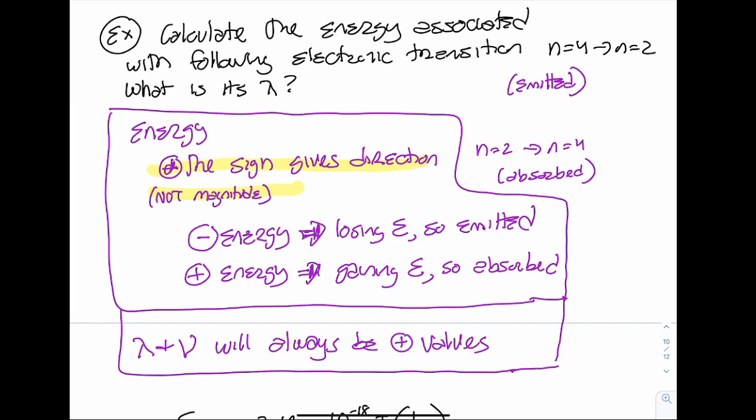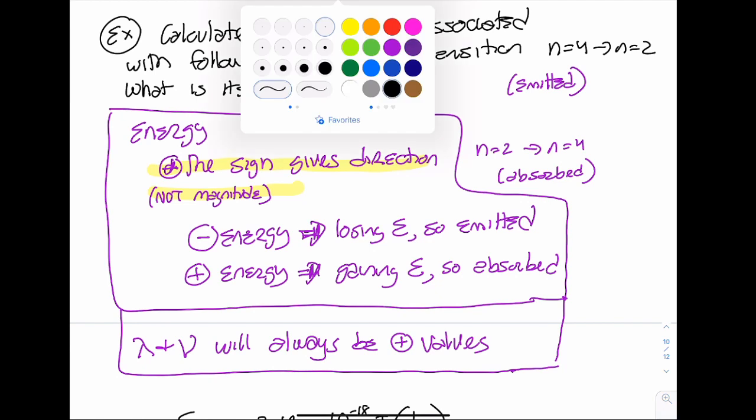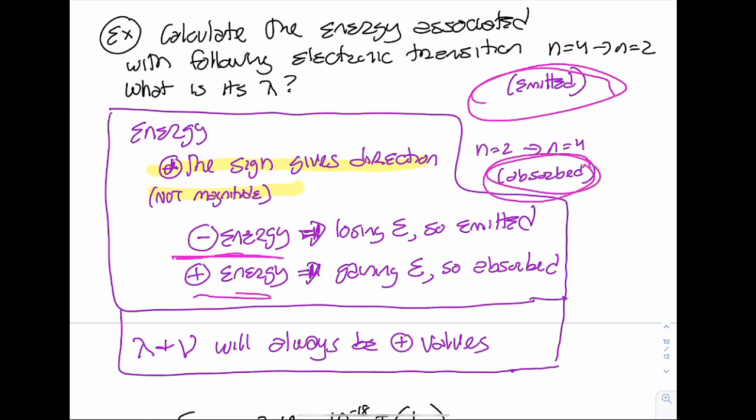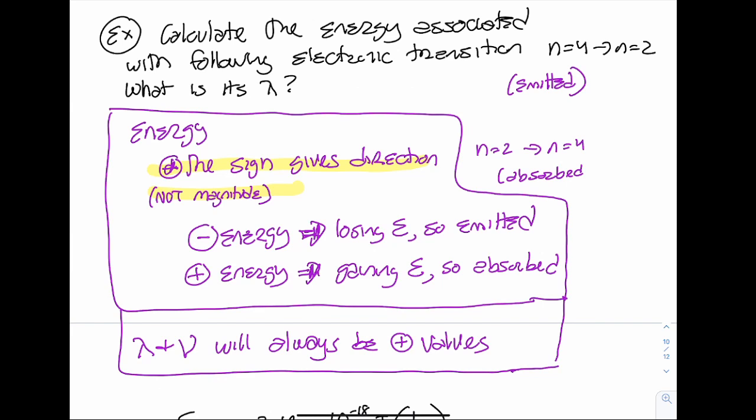So since this is being emitted, right? I'm going from 4 down to 2. It's losing energy, so I need it to be negative. So when I subtract them, I want it to be negative. If I would have said I'm going from 2 to 4, then energy is being absorbed, and I want it to be positive. So again, this sign is going to be important, and it depends on the direction.